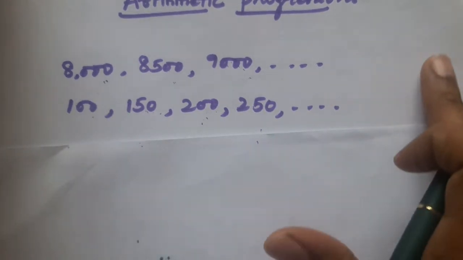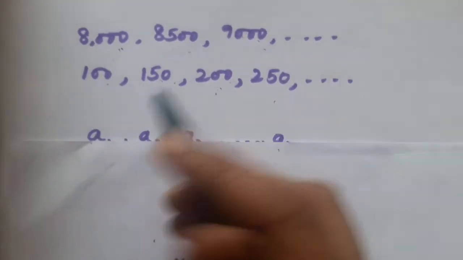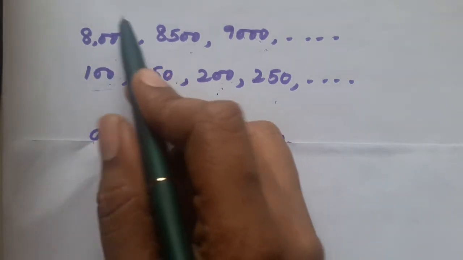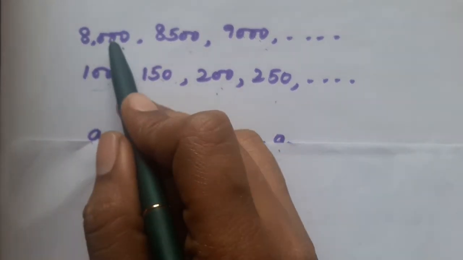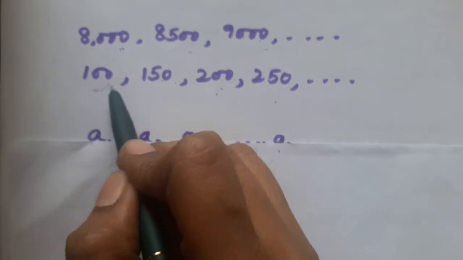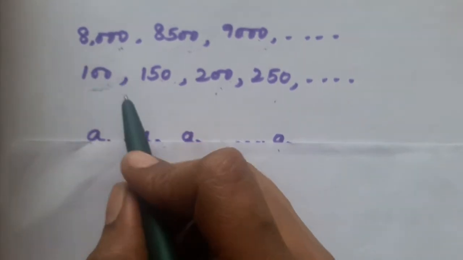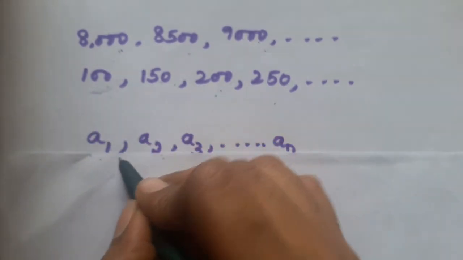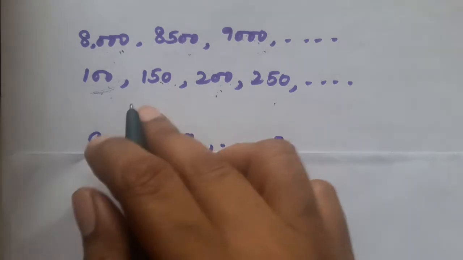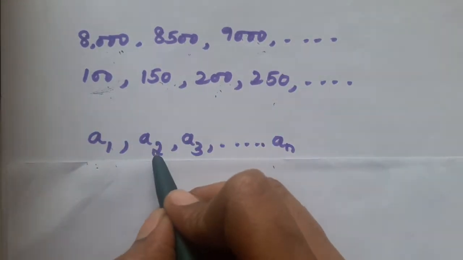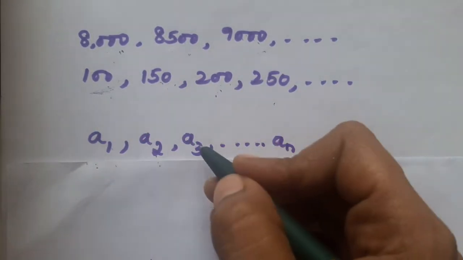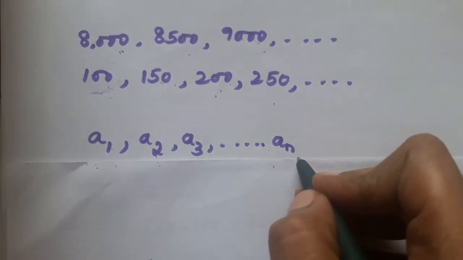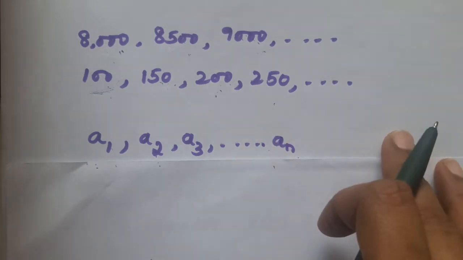Now we will see what these are called. What is the first term? Here the first term is 100, and here the first term is 8,000. The first number is called the first term, and it is denoted by a, and we can even call it a1. The next terms are called a2, the second term, a3, the third term, etc., up to an, the nth term.